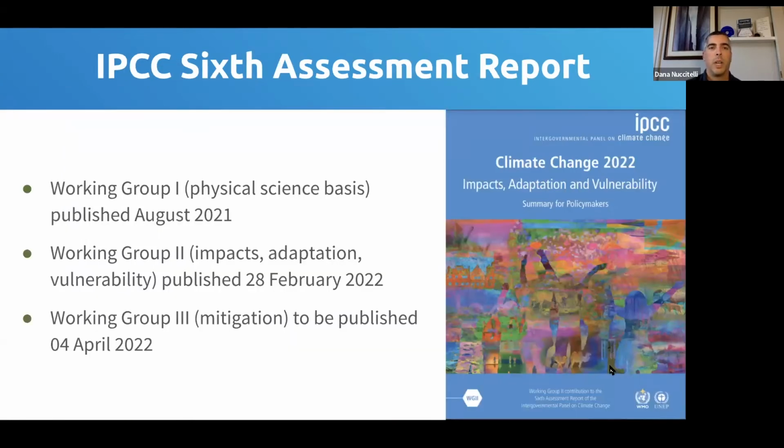And then also the IPCC Sixth Assessment Report, the first chunk of which, Working Group 1, called the physical science basis, was published last August. Working Group 2 just came out last week, about impacts, adaptation, and vulnerability. And then in April, Working Group 3 is coming out, which is going to talk about mitigation. So in April, I think April 27th, maybe it's 21st, some Thursday in April, I'll be doing a CCU about these different IPCC reports.